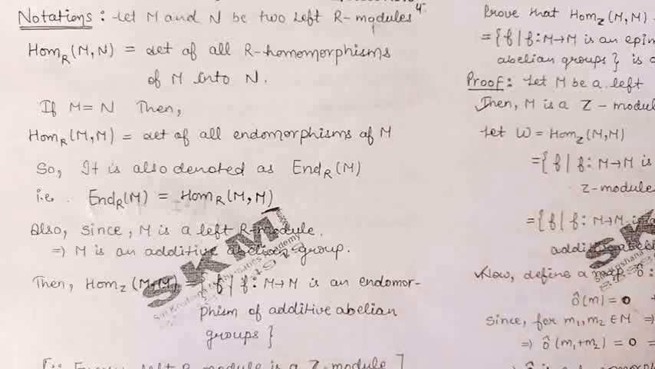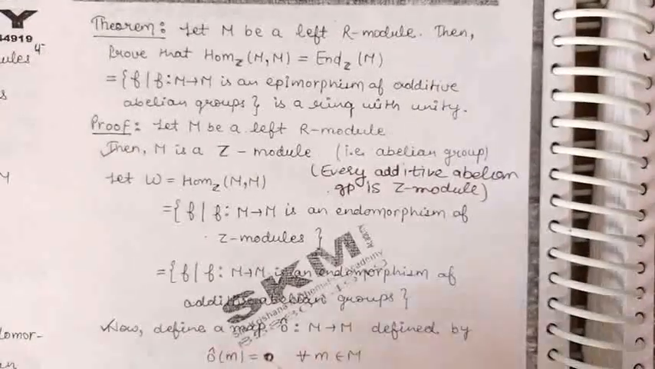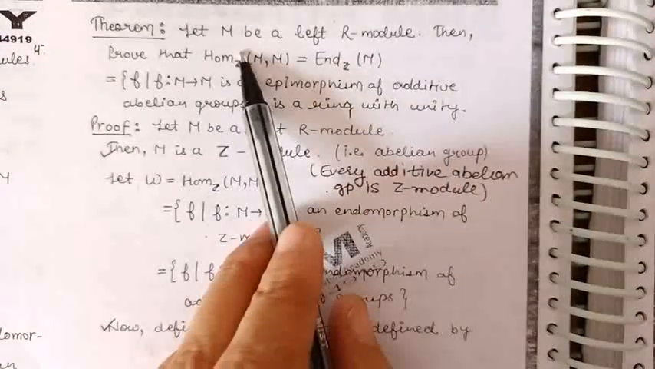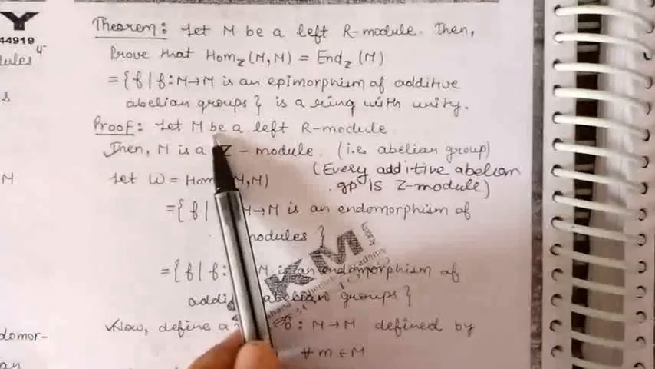Now we will discuss the endomorphism rings in detail. So our next theorem is: M is a left R module. Then we will prove that the set of all the endomorphisms of module M is a ring with unity. So let us take M is a left R module.